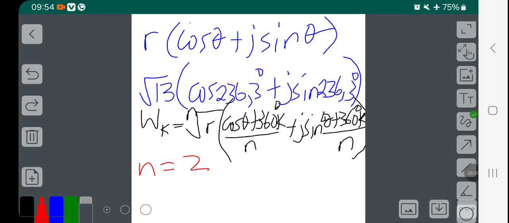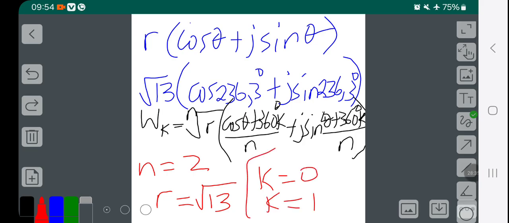Then our r, we already have our r, guys. Our r is square root of 13, guys. Please don't forget that. But if you check from the formula, there's already a square root there, so you must mind that. You must be careful about that. It's very important. Then next, our k here is going to be k equals 0 and k equals 1. So we are going to have two conditions here. Our first root is where k equals 0, then our second one, where k equals 1. That is it. We are done.